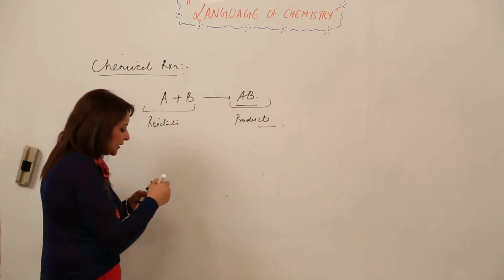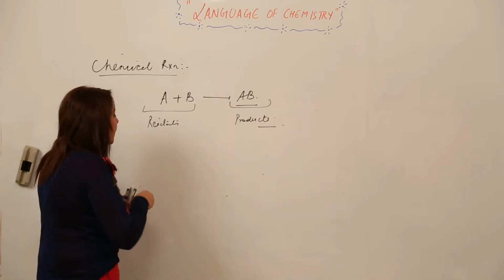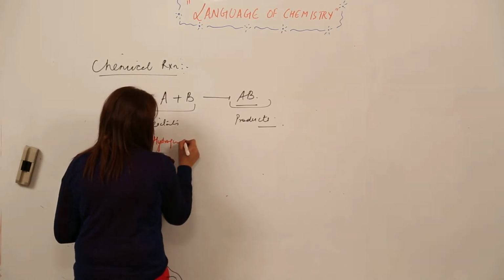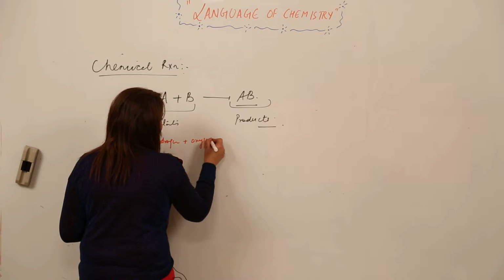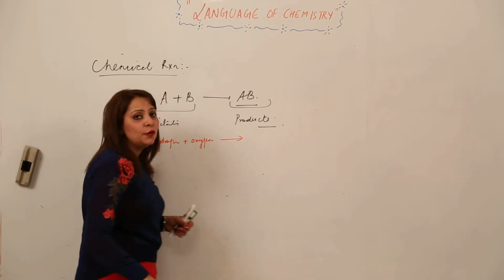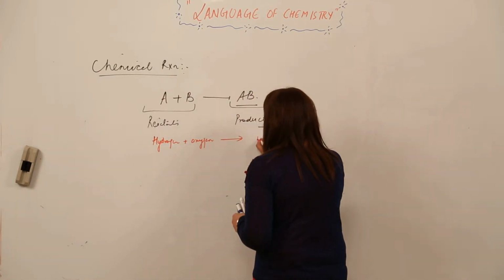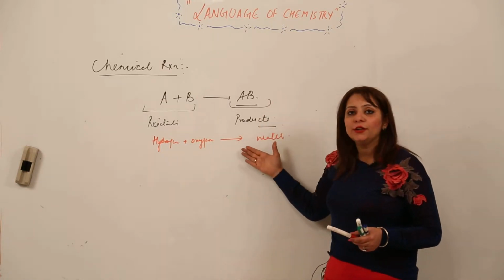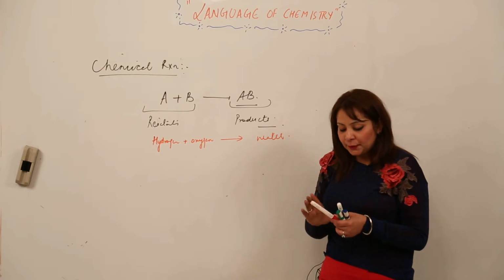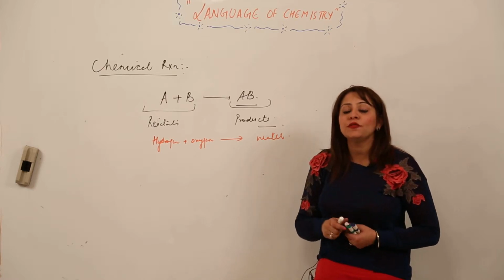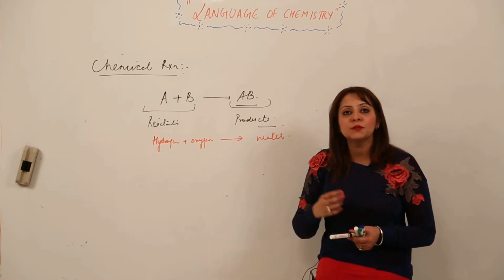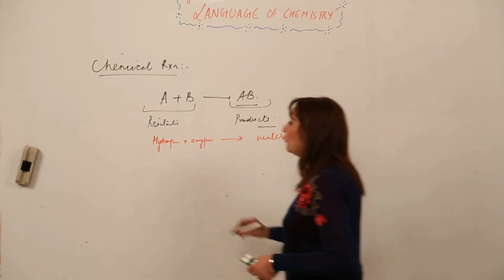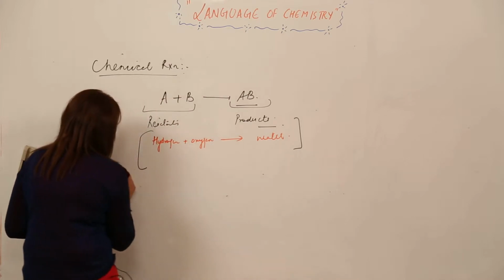For example, hydrogen plus oxygen, or you can say when hydrogen is added to oxygen, the arrow means they unite. So they unite to form water. But chemistry does not understand this kind of reaction. Chemistry understands the reaction in terms of chemical formulas, symbols, moles and everything. So we need to write the chemical reaction in terms of a chemical equation.